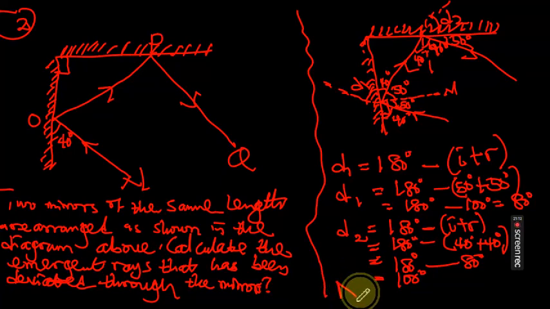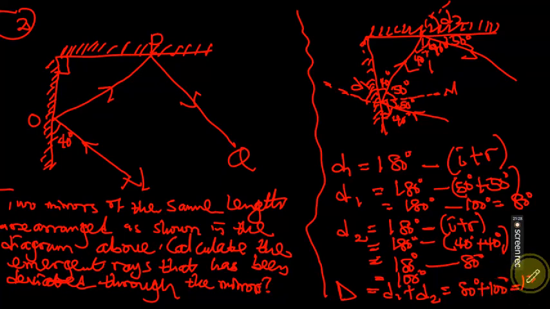Therefore the deviation through the mirrors is going to be your D1 plus D2, and that will give me 80 plus 100. So the deviation is going to be 180 degrees, and that settles that.